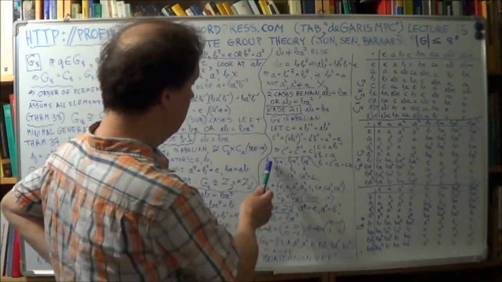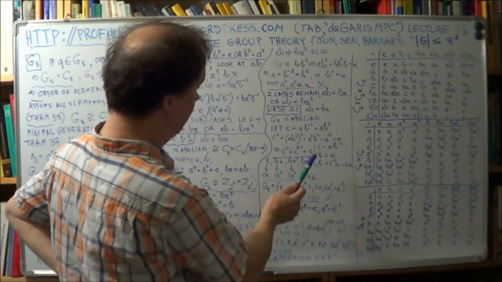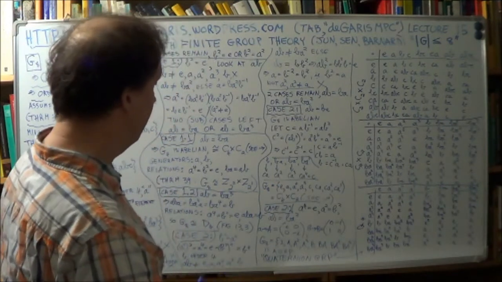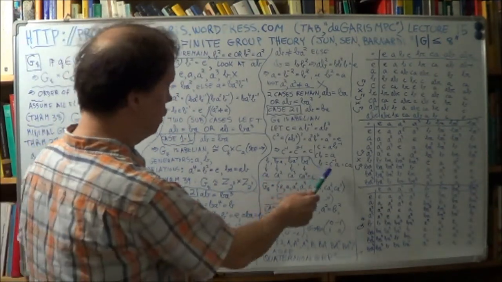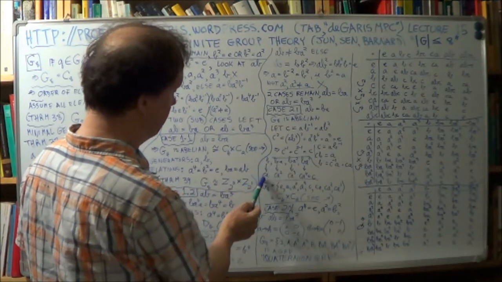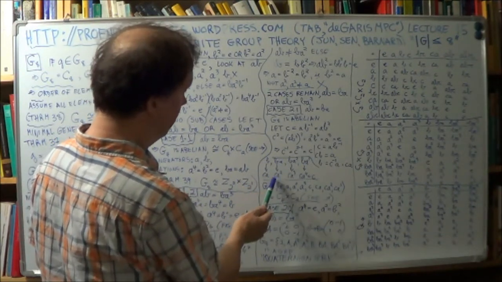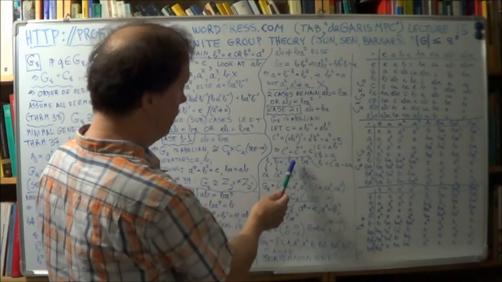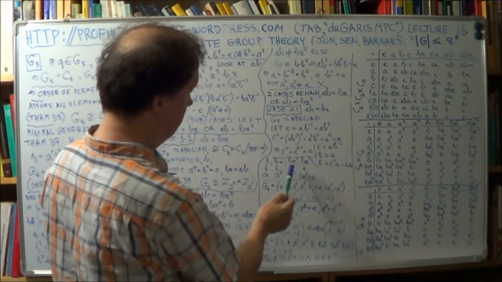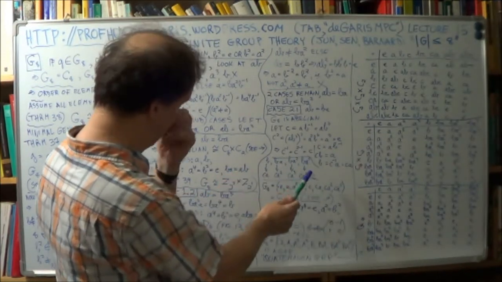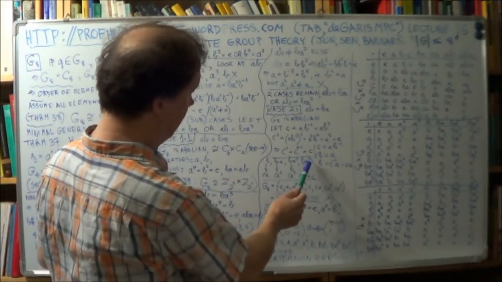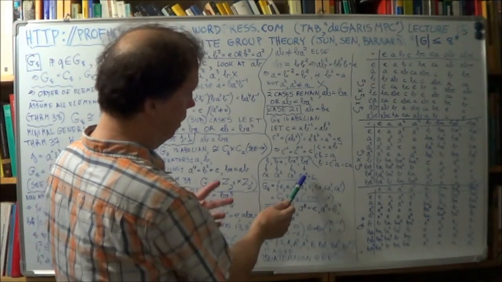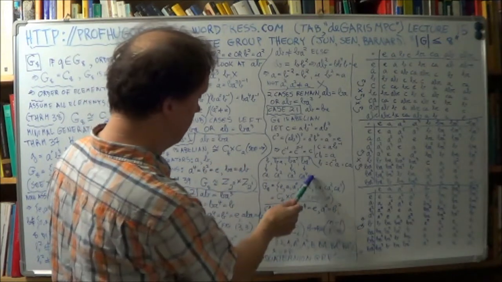So we can now rewrite these 4 elements in the following form. We just showed that B is CA, so B becomes CA. So BA will become CAA, which is CA squared, and BA squared will be CA times A squared, that's CA cubed, and BA cubed will be CAA cubed, which is CA to the 4th, and A to the 4th is E, so that's just C.